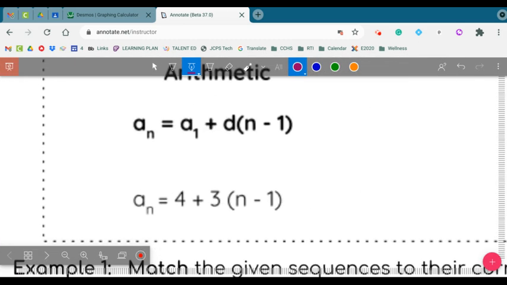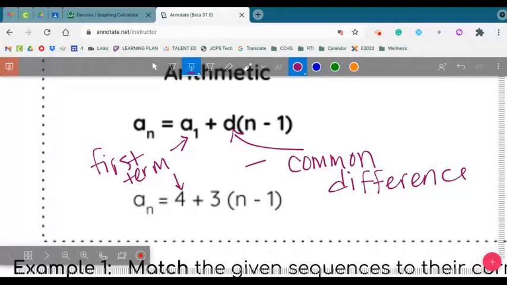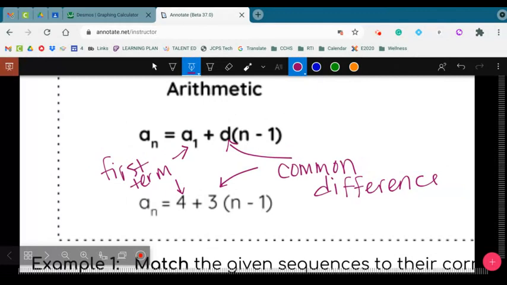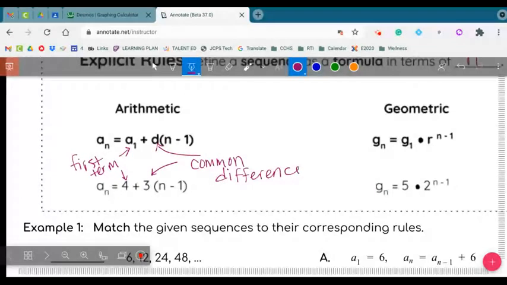So with arithmetic, we have a sub n equals a sub 1. So if you guys can guess, our a sub 1 is our first term. And then plus our d value is our common difference. And then everything else will stay the same. So on this one, the first term would be 4, and then our common difference would be 3. So we have to keep that in mind. With our explicit rule, everything is combined in one equation. It doesn't explicitly say a sub 1 equals. So you have to kind of remember that.